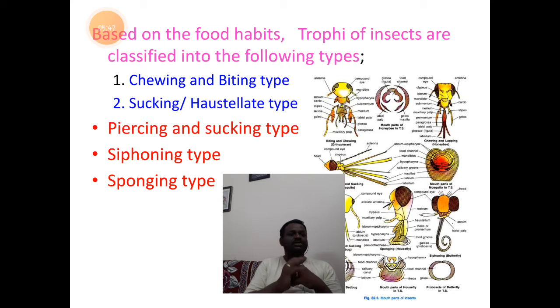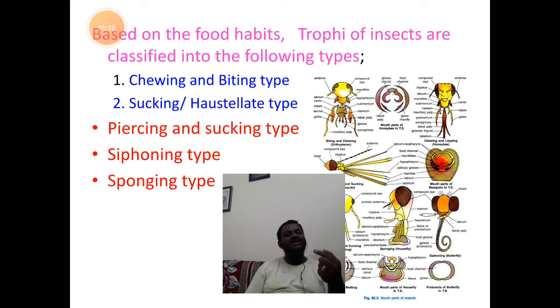The third type is sponging type. Here, the food particle available for the animal, either in their liquid form or in their solid form, will be converted into ultimately a liquid form and later it will be taken in. So conversion of solid into the liquid form of food is brought about by their saliva itself. So organism will pour upon the saliva over the food and then it is converted into liquid matter and then liquid food is later taken in. So all these three types refers to the sucking type itself.